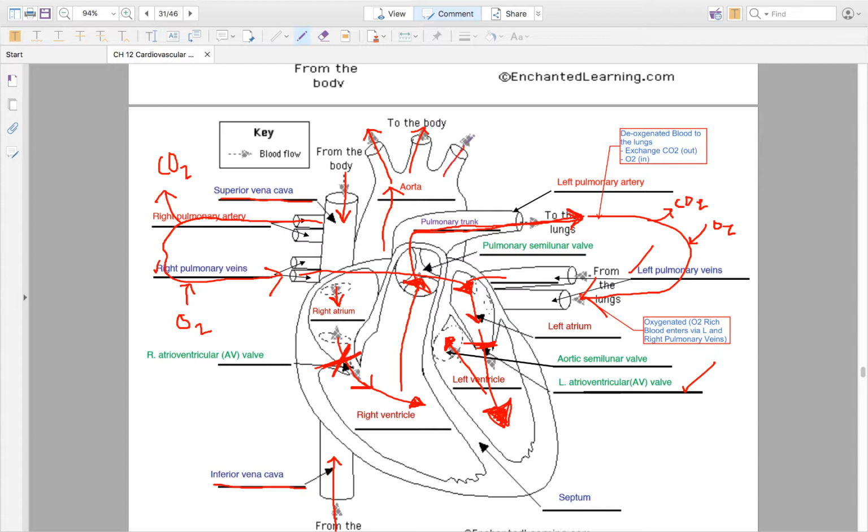Now this is oxygen-rich blood that's going to enter the arterial system, all of the arteries. Eventually that aorta connects to all of the major arteries, and it's going to allow the body to deliver O2-rich blood to the body.